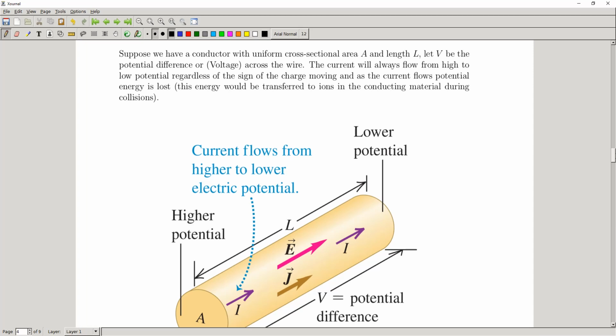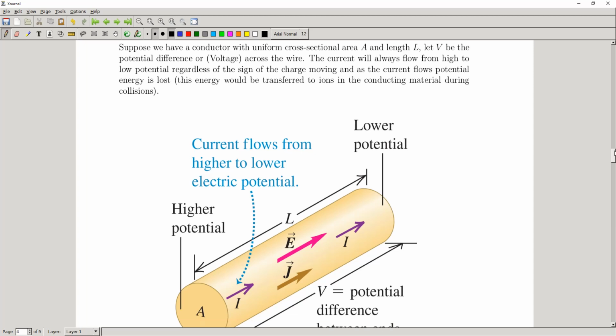Okay, so let's suppose that we have a conductor. Let me try and get this on screen here. A conductor with uniform cross-sectional area A. So we have some uniform cross-sectional area A that we see down here at the bottom. We have some length for our conductor L. Okay, and let V be the potential difference across the wire.